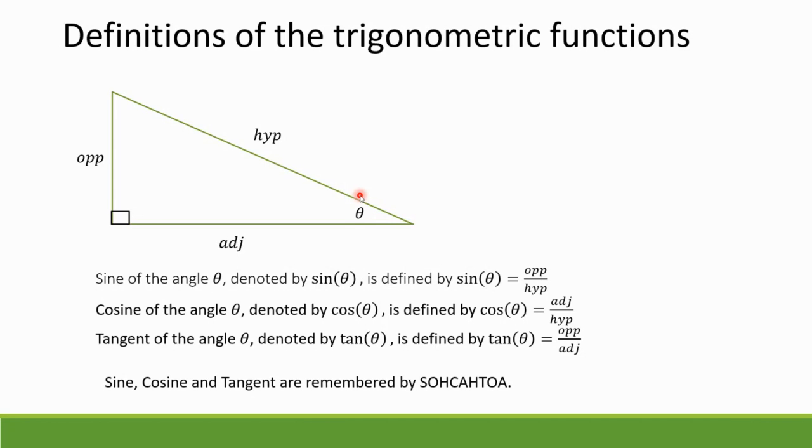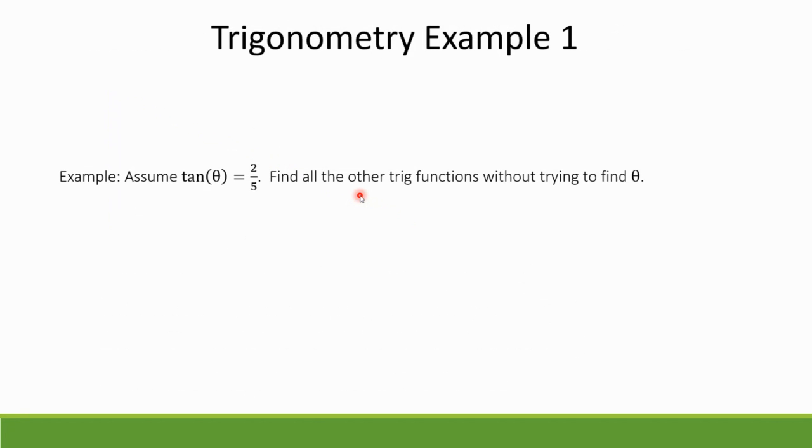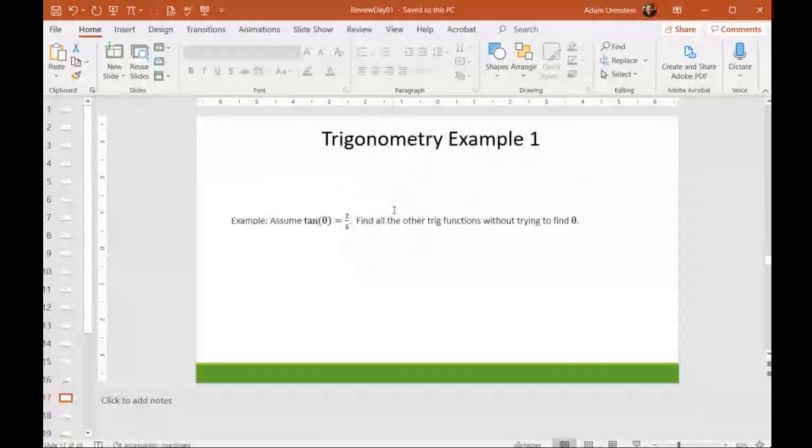Now, let's do some work with this. Let's suppose that theta is acute. I know I didn't write it, and I should have, and I'm sorry. We're supposing tangent of theta is 2 over 5. We want to find all the other trig functions. That's what we want to do now.